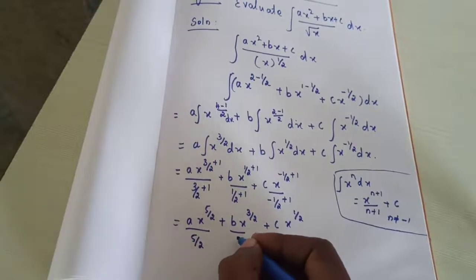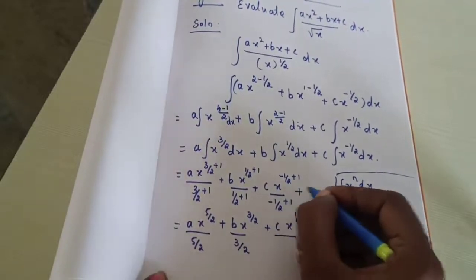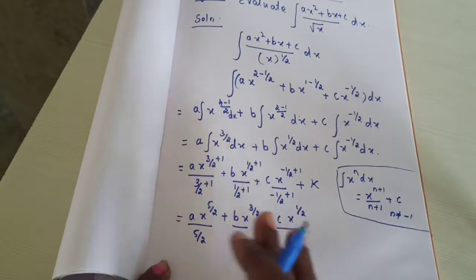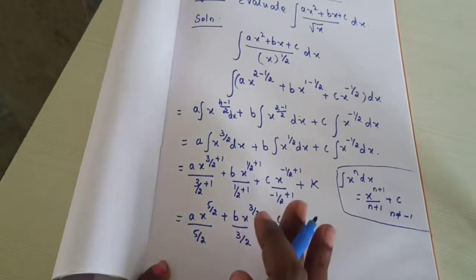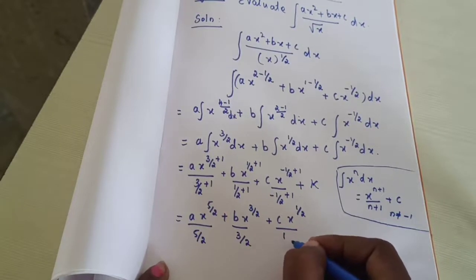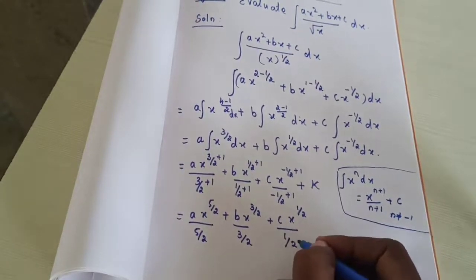Here how much will you get? 3 by 2 you will get. Don't forget to put one constant. Here c is there, so you can apply the constant as plus K. So when you are integrating, don't forget to put the constant of integration. Understand? So numerator here, how much will you get? 1 by 2. Correct?